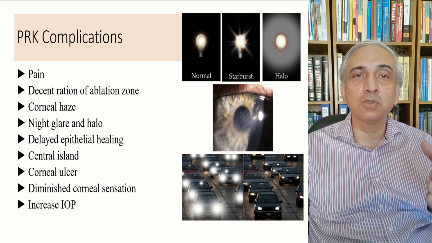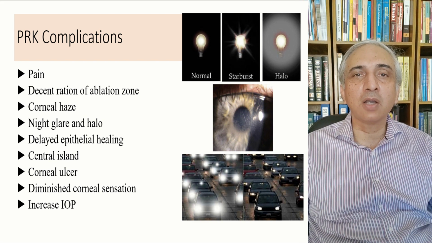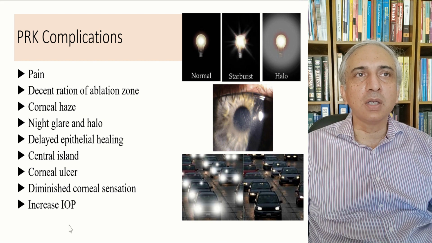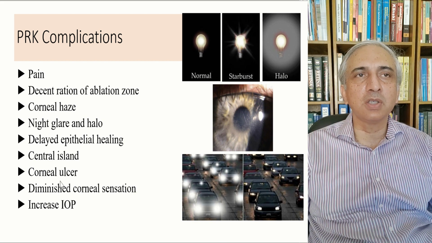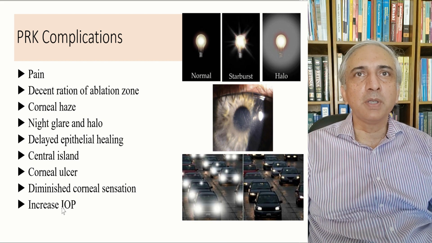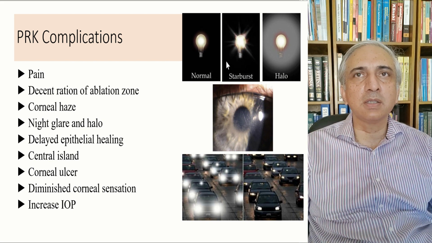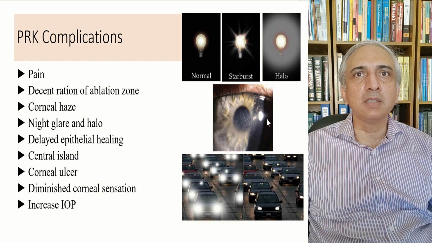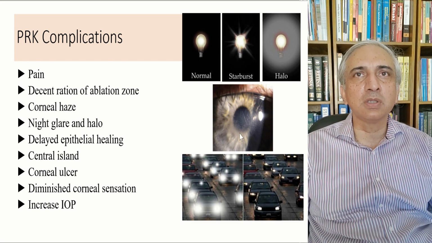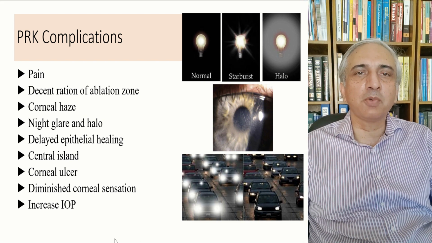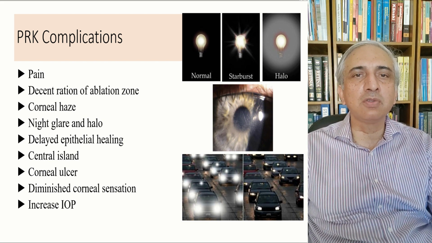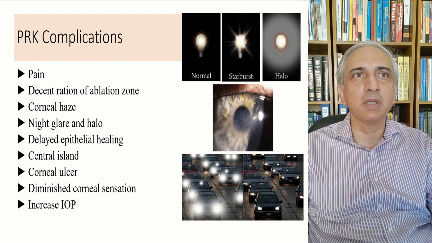Tracking software used by NASA, so that's how accurate the tracking machines are nowadays for the lasers. You can get a corneal ulcer, diminished corneal sensation, and increased IOP. This is a starburst phenomenon, and this is a halo around light. And these are the haze which you can get in these patients. So this is very important. These are the problems which a refractive patient can get, and you need to look for these post-operatively.